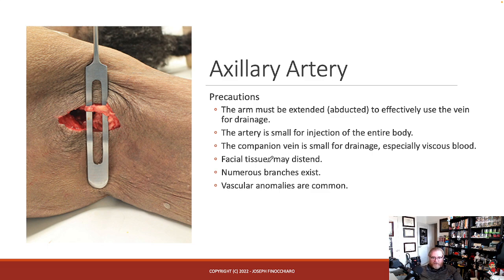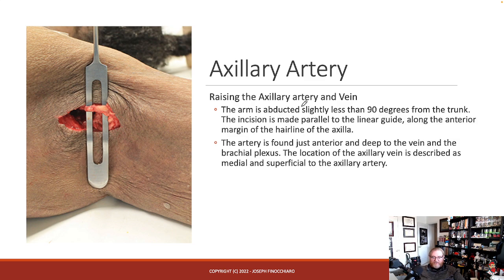You have the same problem with the right common carotid. You have tons of branches, which means you may not be injecting the axillary artery like you think you are. And vascular anomalies are common. Lots of things are different in the armpits. So it may be a little bit difficult, case by case, to ensure that you are injecting the right place. Abduct the arm less than 90 degrees from the trunk. The incision is made parallel to the linear guide along the anterior margin of the hairline, and the artery is found just anterior to, deep to, the vein and the brachial plexus.